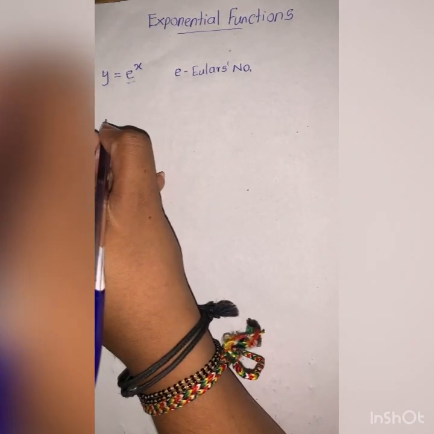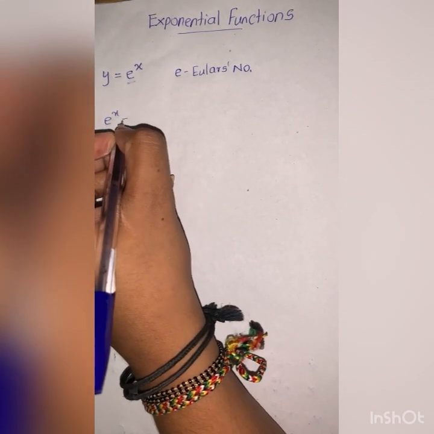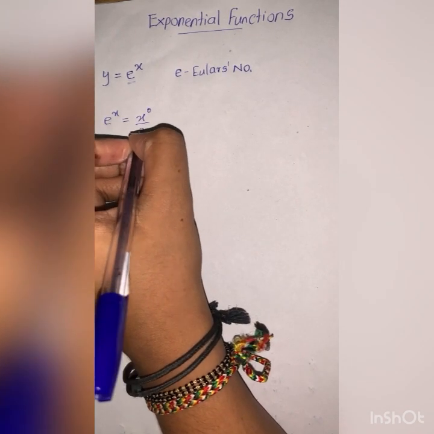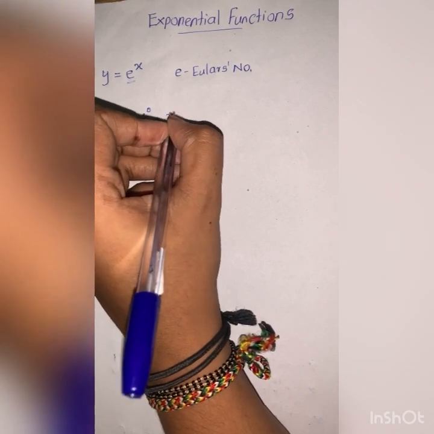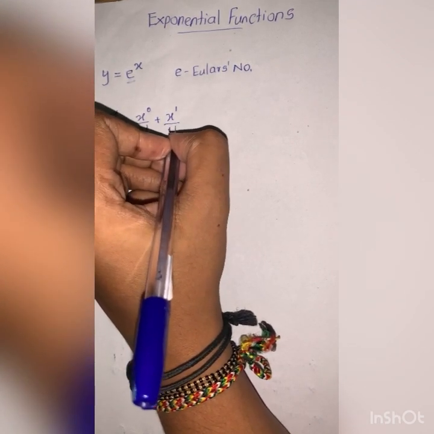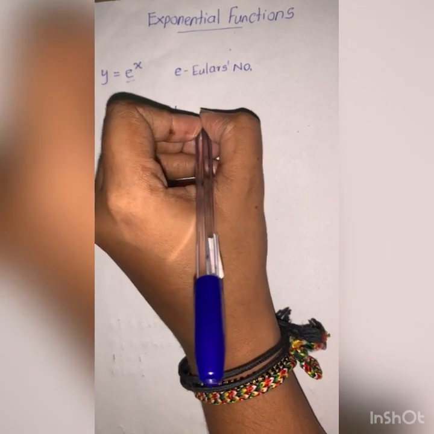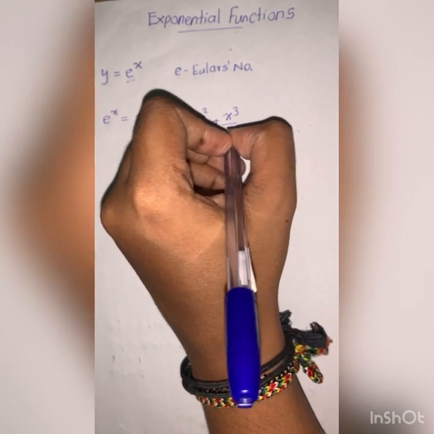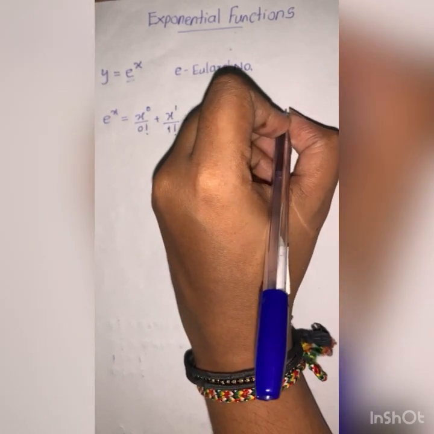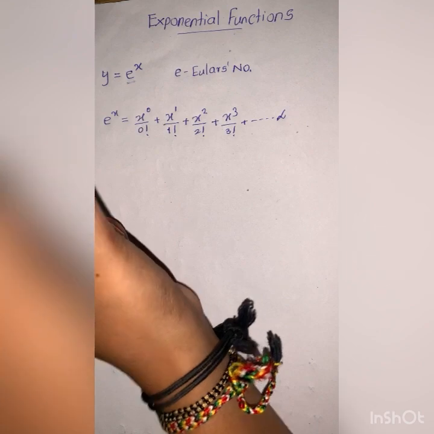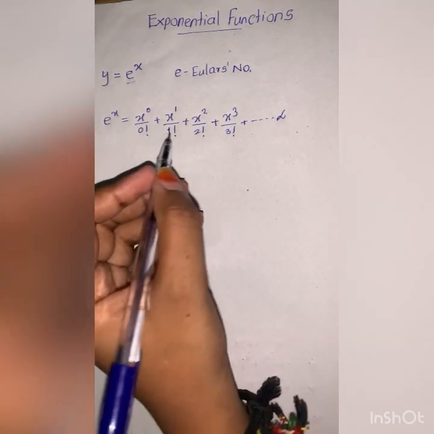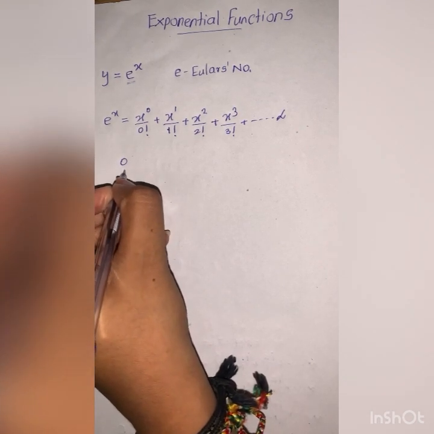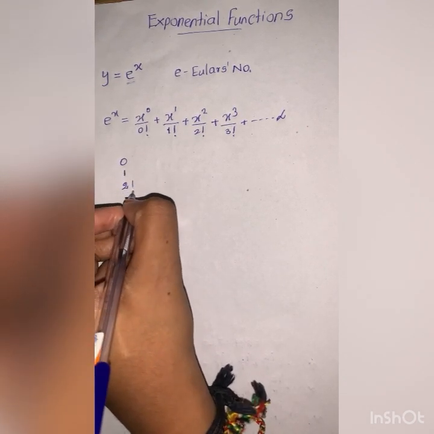The value of e to the power x can be given by the series x to the power 0 over 0 factorial plus x to the power 1 over 1 factorial plus x to the power 2 over 2 factorial plus x to the power 3 over 3 factorial, plus it goes up to infinity. What is this factorial? It's a multiplication of numbers, right? We will start from factorial 2.